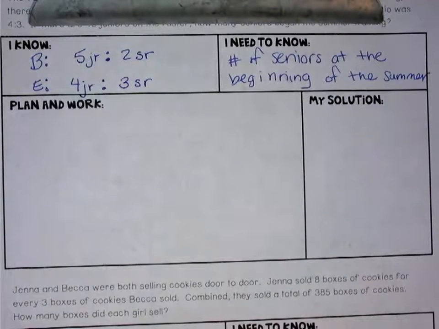All right, we need to know the number of seniors at the beginning of the summer. If I'm going too fast, make sure you pause the video and catch up. Just don't keep going and get lost. This is where we're going to plan out our work. I'm going to try to write in pencil just in case I make a mistake.